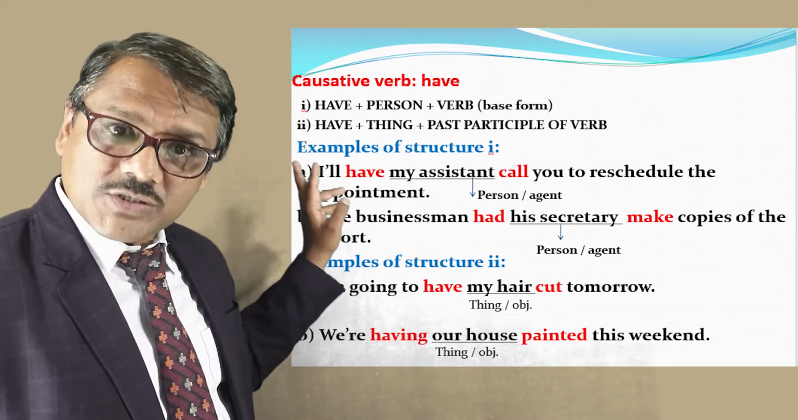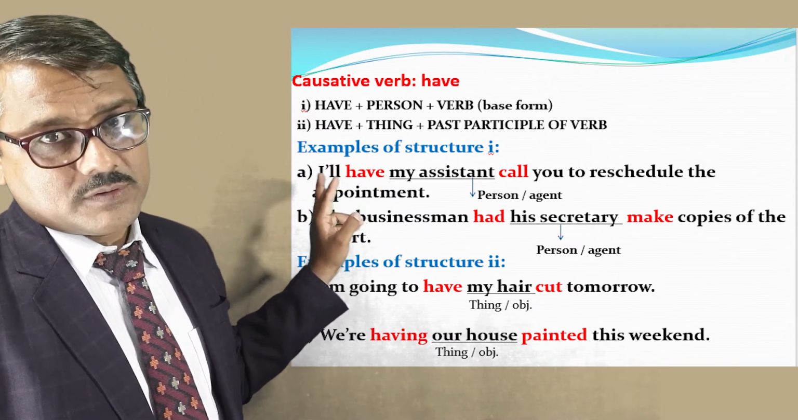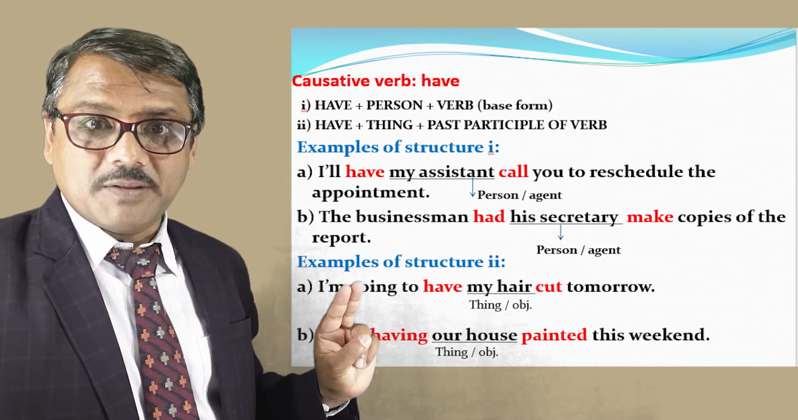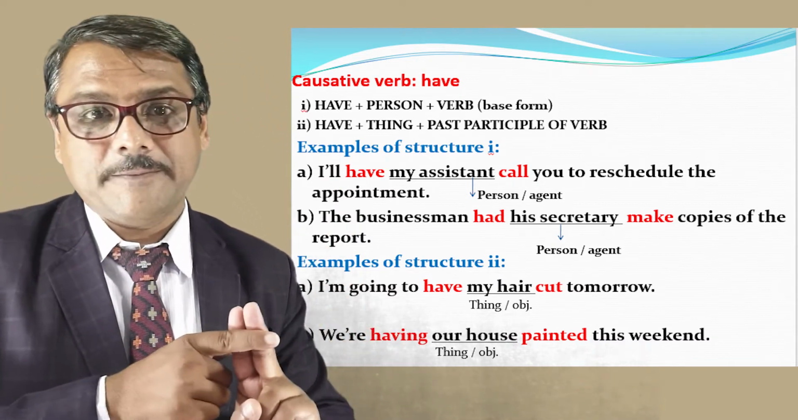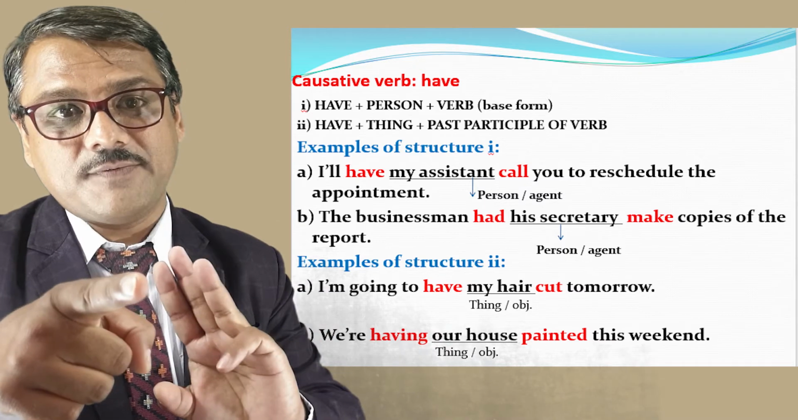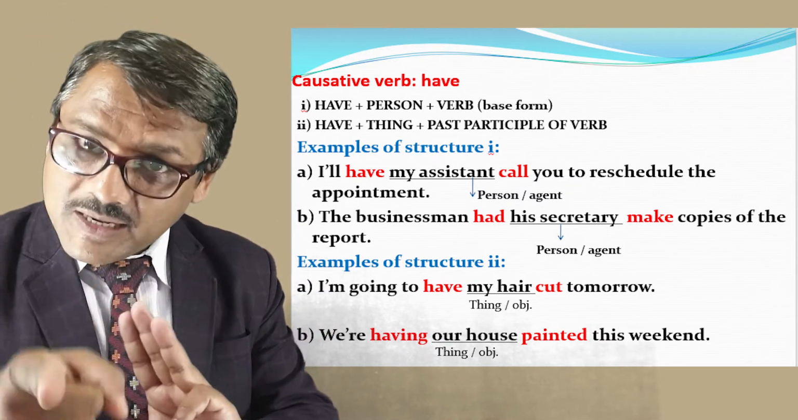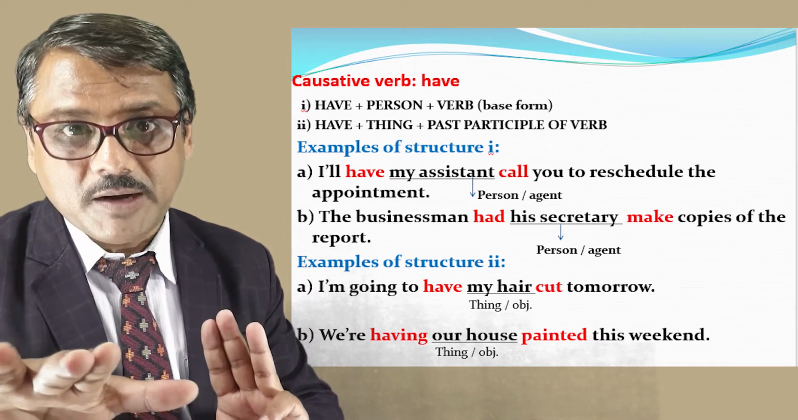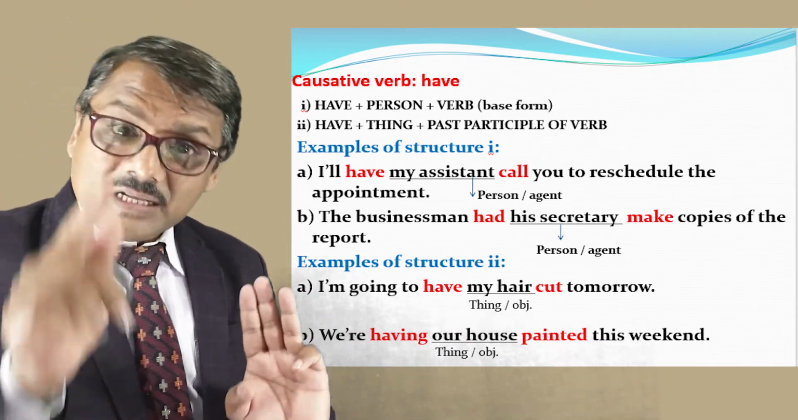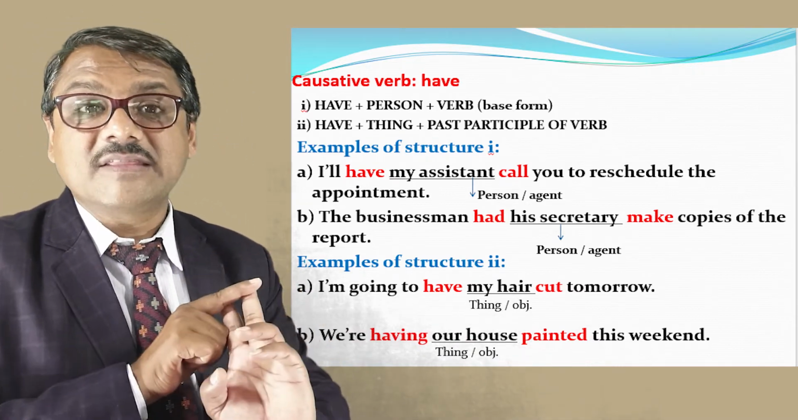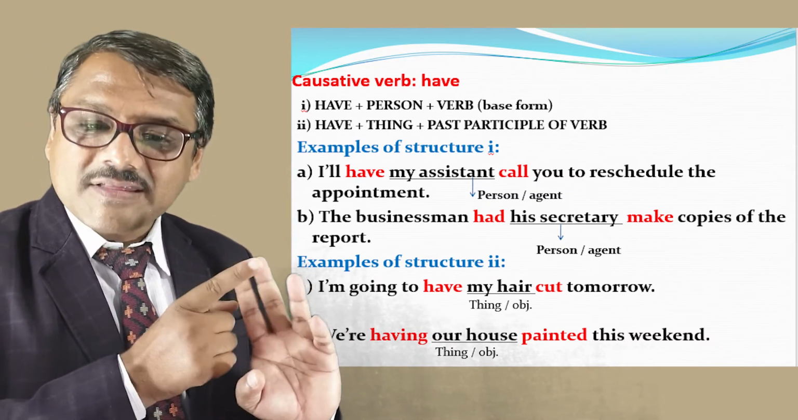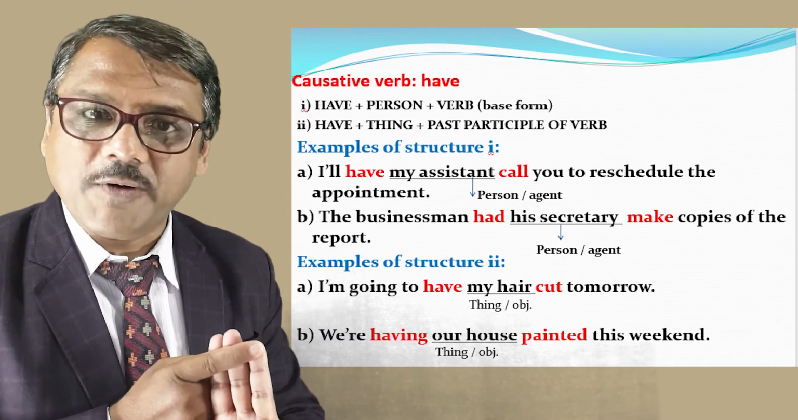We can have two structures with have to, the causative verb have. The first structure: have person, base form of the verb. It is similar to make. Make agent infinitive, bare infinitive, wasn't that? Similar to that, have agent bare infinitive, base form of the verb, B1. And the second one, have thing. Thing means here object. Commonly we say have thing, PP, third form of the verb.